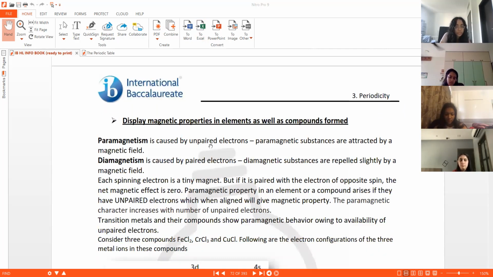Okay. Now transition metals also show the magnetic properties. Yes, Vaishali. Sir, could you please check the chat? Yeah, you have to leave. No, yeah, okay.